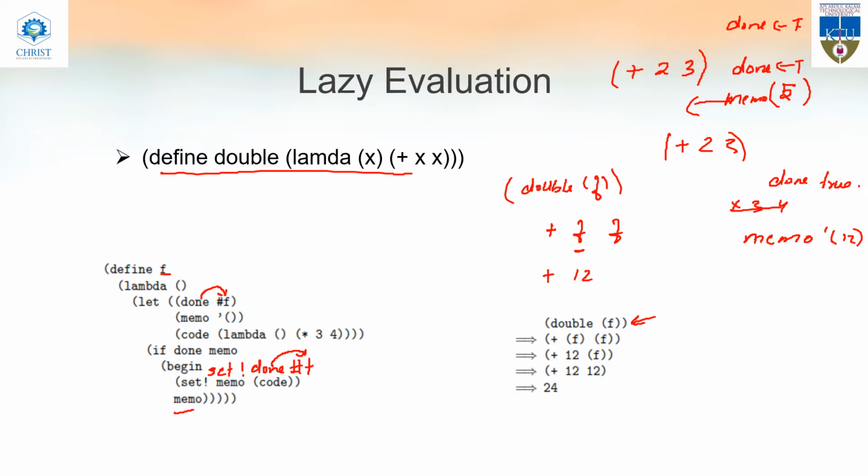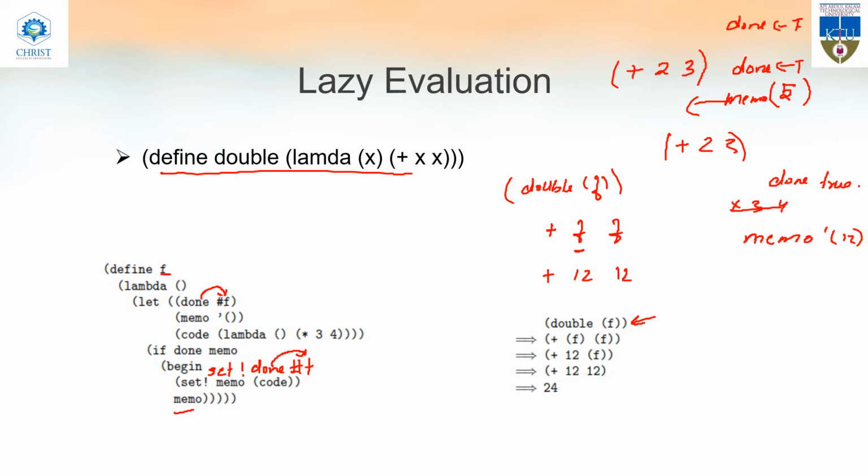Okay, the next time again f is required. Again it will go for f. Here it will check whether done is true or not. We have already set done as true, right? So here done is true, so you are not calculating star 3 4 again. Instead you will just return memo, so that you are not calculating it again. So what it returns, it will return 12.